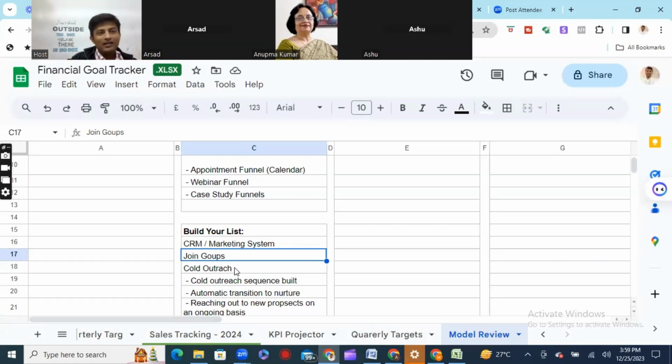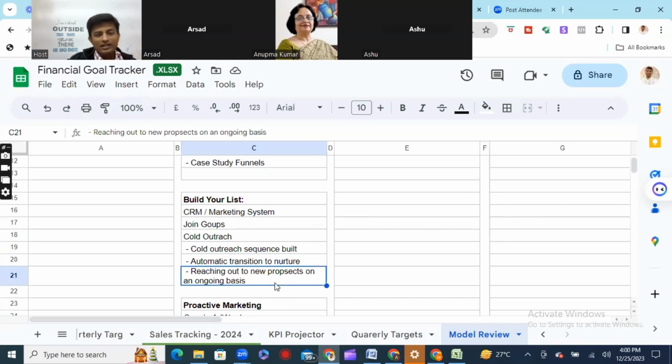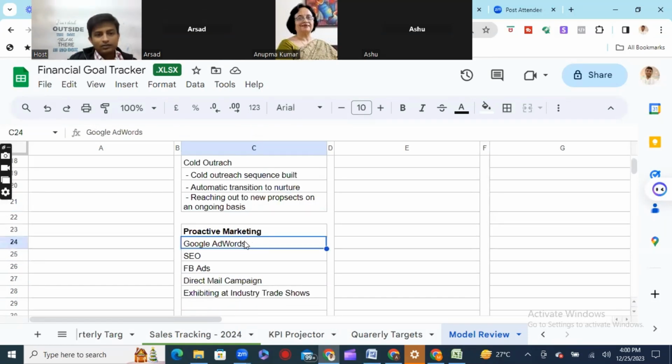So how powerful it is. Your CRM technology is doing prospecting for you and giving you leads and everything. So how does it feel? These things are possible now. Okay, so you have to be constantly updated with the new technologies that are coming. Automatic transition, nurture, reaching out to the prospect.